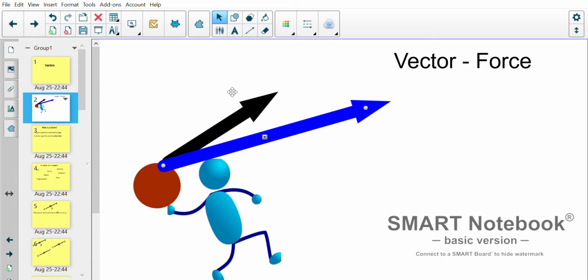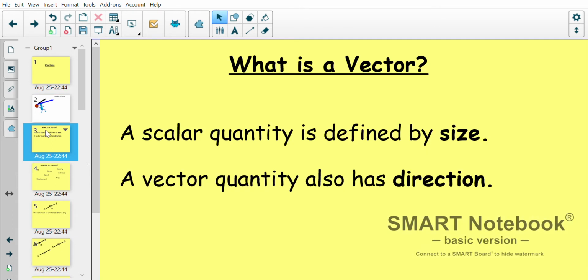These are vectors, okay? And the difference between a vector and what we call a scalar is that it's not just about the strength of that throw, it's also about where it goes, okay? And that idea can be carried across to all vectors. It's not just the measurement of the magnitude of the amount, it is also about where it went. To summarize again, a scalar quantity is defined by size or magnitude. A vector quantity also has direction.